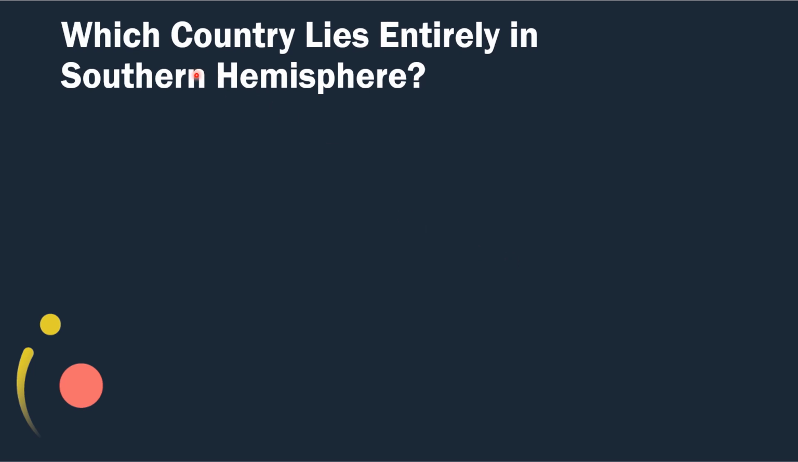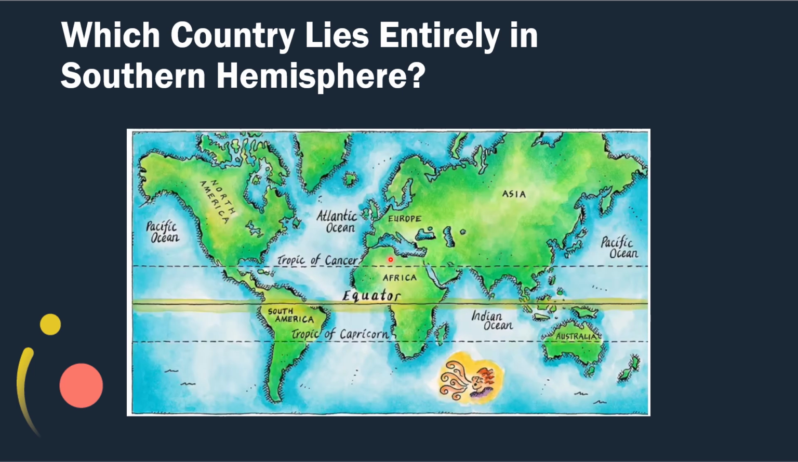Now next question. Which country lies entirely in southern hemisphere? What is southern hemisphere? The part below the equator is known as southern hemisphere. Pause this video and give me the answer. If your answer is Australia, you are again correct. Now, look at this line, equator. Now, below the equator is southern hemisphere. And my question is, which country lies entirely in southern hemisphere?